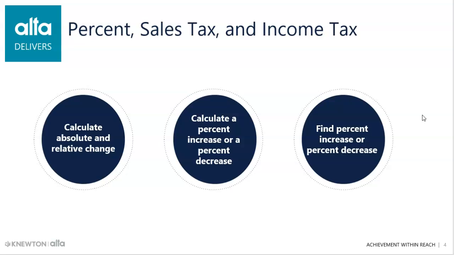So here are the objectives. Calculate absolute and relative change. Absolute is just the dollar amount. I got a raise from $12 an hour to $13 an hour. The absolute change is $1. The relative change would be $1 divided by 12, the original 12. So it gives you more of a ratio, and then you usually multiply that by 100 to get a percent. So percent increase or percent decrease is the absolute change divided by the original amount, which gives you the relative change, times 100.